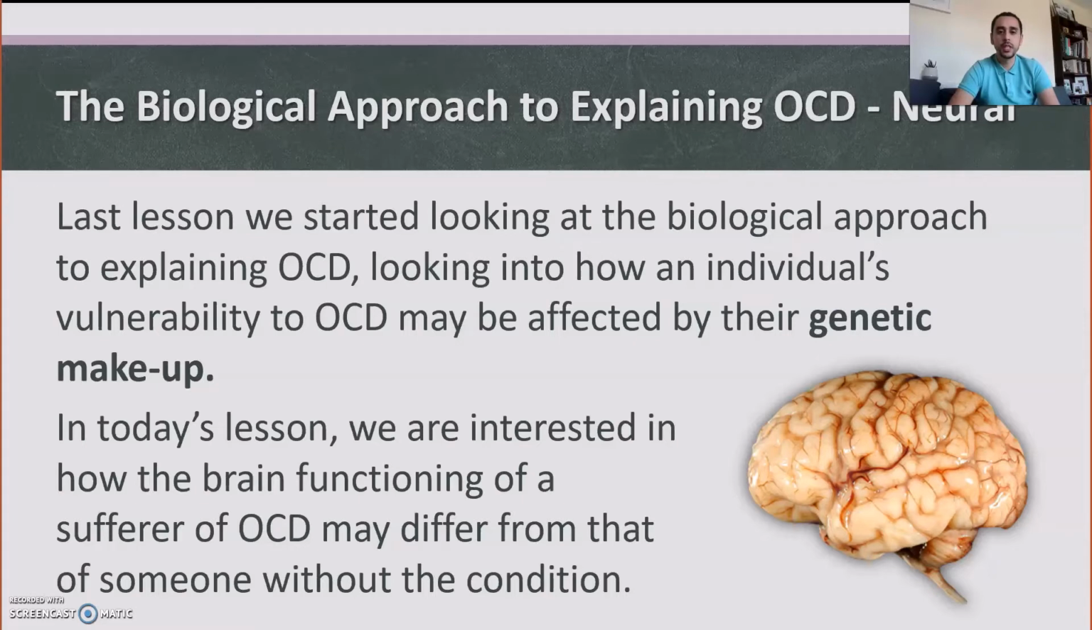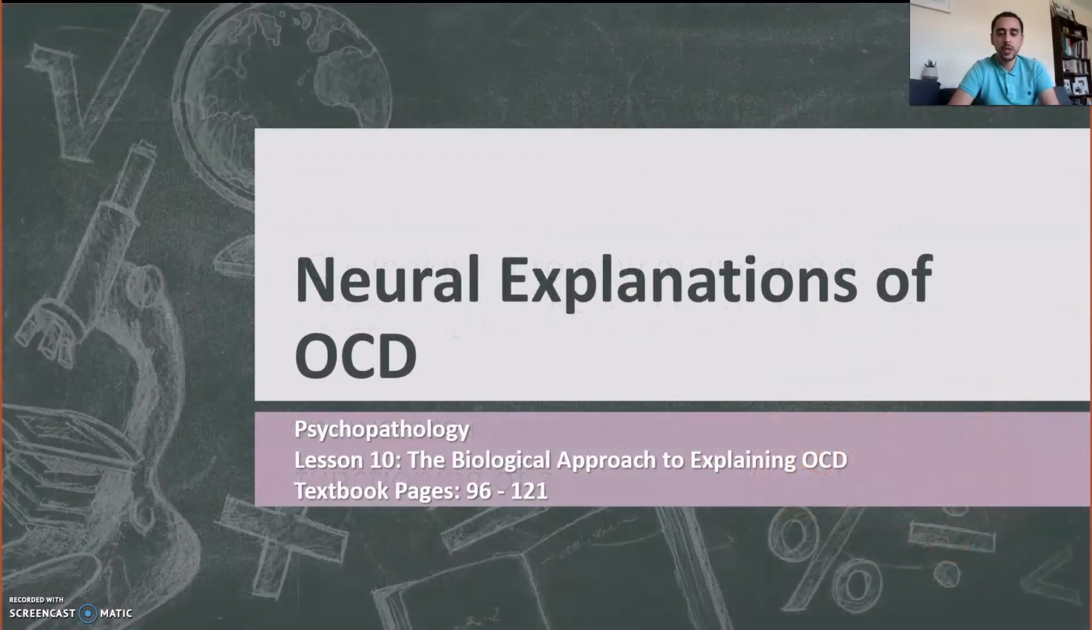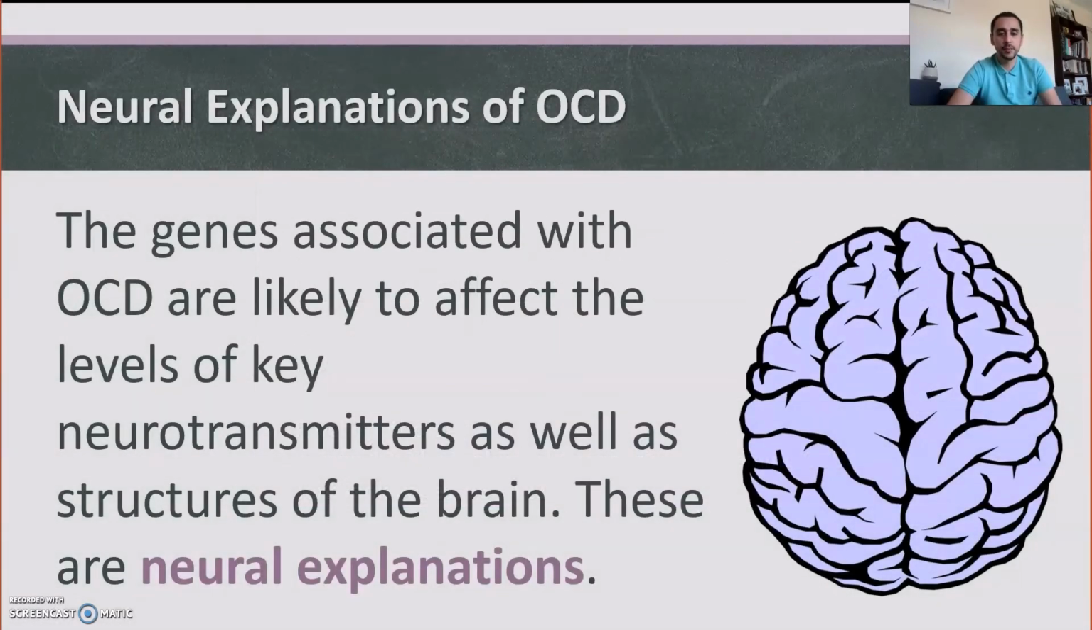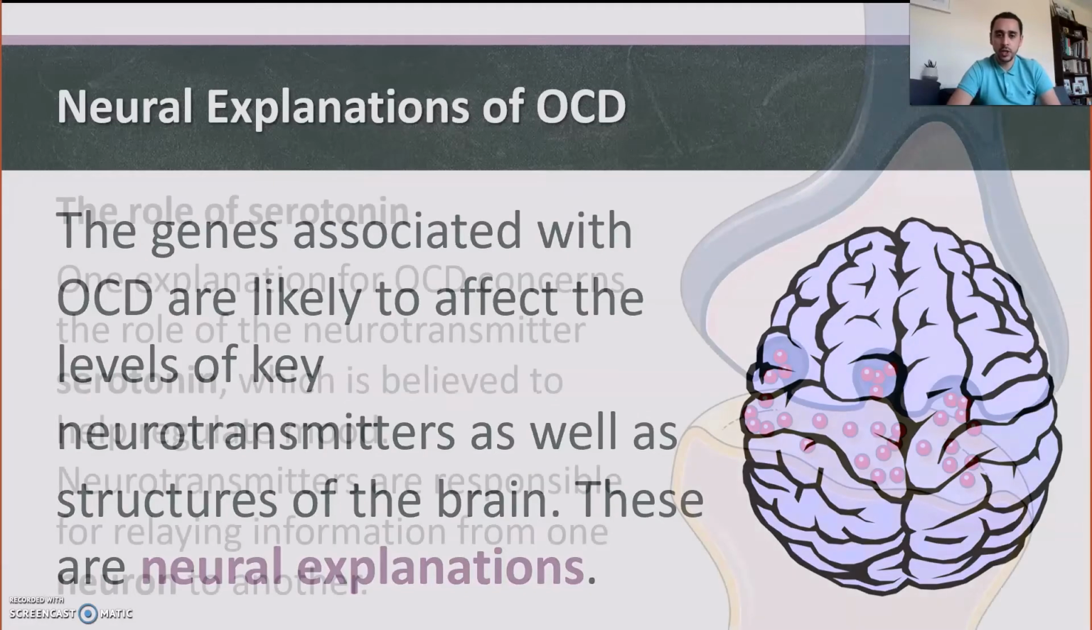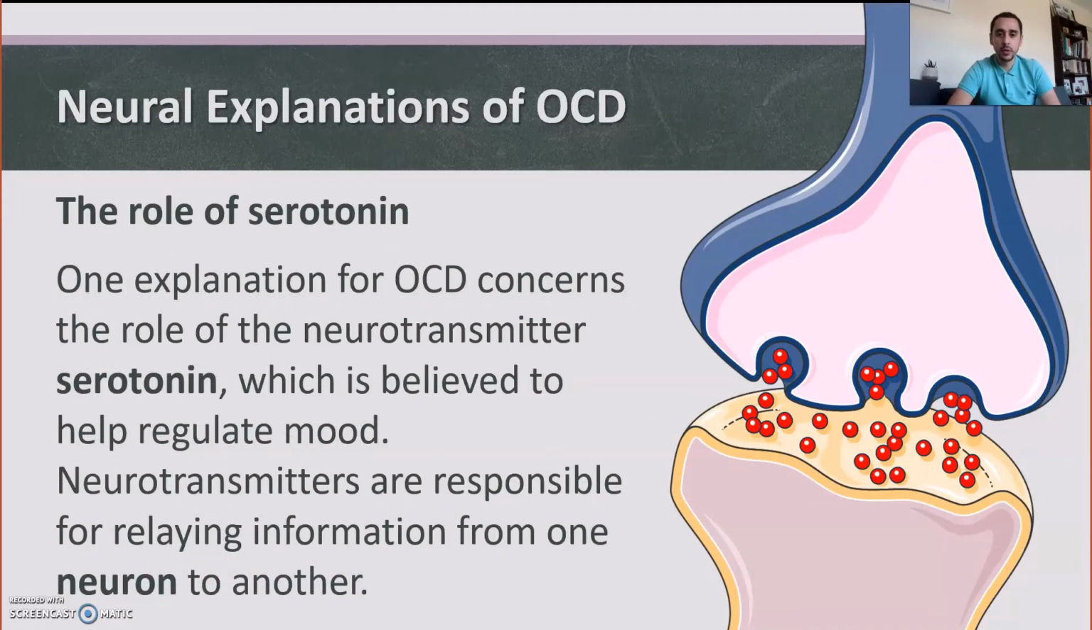Okay, we just looked at the biological approach to explaining OCD, and how an individual's vulnerability to OCD may be affected by their genetic makeup. But in today's lesson, we're interested in how the brain's functioning of a sufferer of OCD may differ from that of someone without the condition. So, neural explanations of OCD. The genes associated with OCD are likely to affect the levels of key neurotransmitters as well as structures of the brain. These are neural explanations.